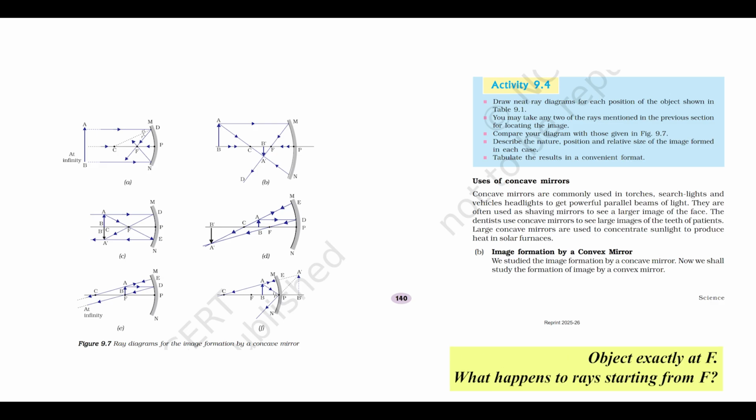Object exactly at F. What happens to rays starting from F? Rule 2 says they become parallel after reflection. Right. The reflected rays are parallel. They never meet, or meet at infinity.